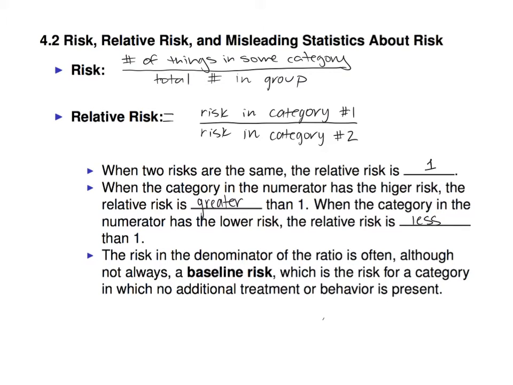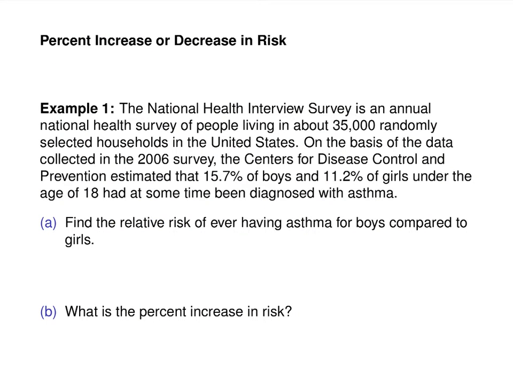Now, the risk in the denominator of the ratio is often, although not always, something called a baseline risk, and that's the risk for a category in which no additional treatment or behavior is present. And the percent increase or decrease in risk, this you find using the formula relative risk minus 1 times 100%.